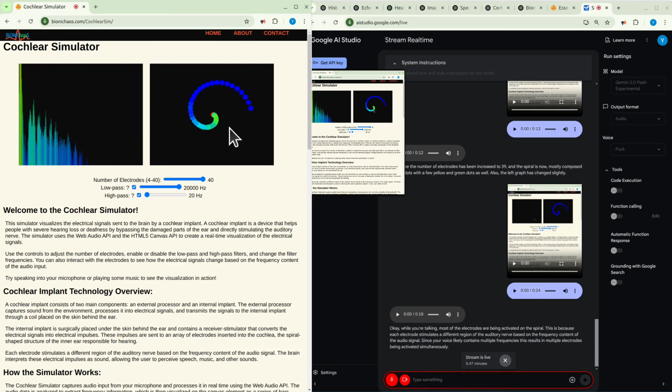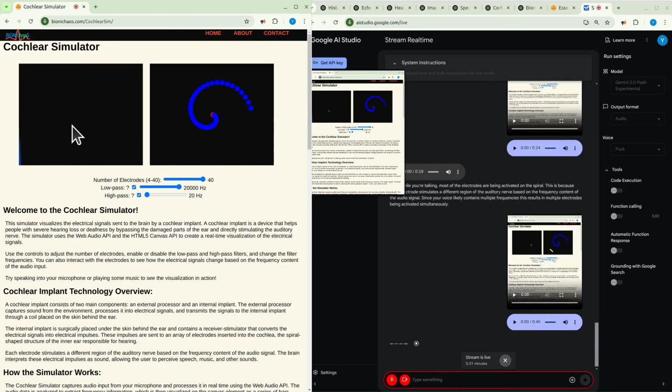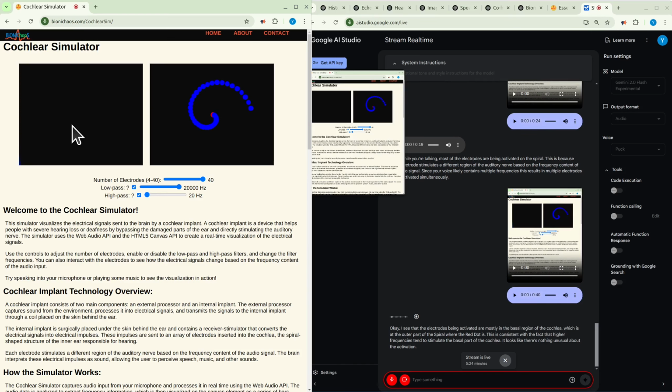Okay, can you actually indicate which electrodes are being activated mostly in which part of the cochlea? Can you actually name that part of the cochlea as well? And let me know if there's anything unusual about the activation of the cochlea. Okay, I see that the electrodes being activated are mostly in the basal region of the cochlea, which is at the outer part of the spiral, where the red dot is. This is consistent with the fact that higher frequencies tend to stimulate the basal part of the cochlea. It looks like there's nothing unusual about the activation.